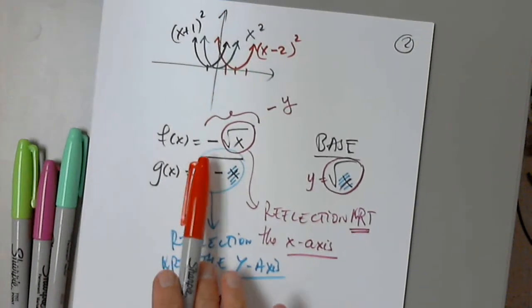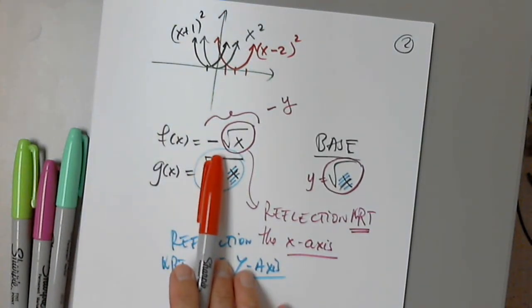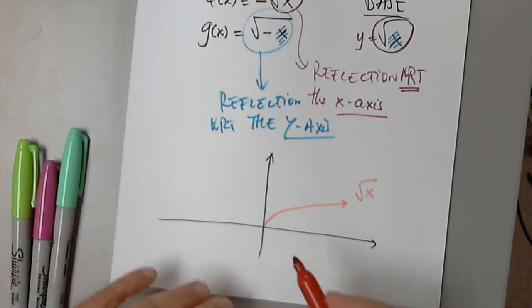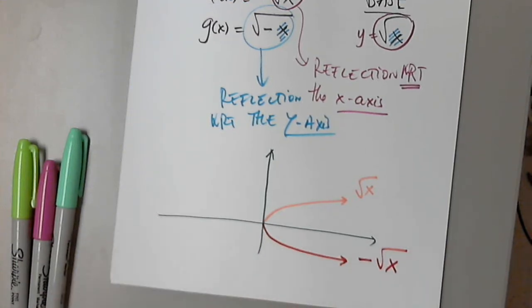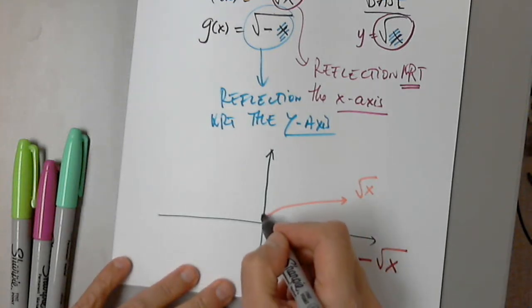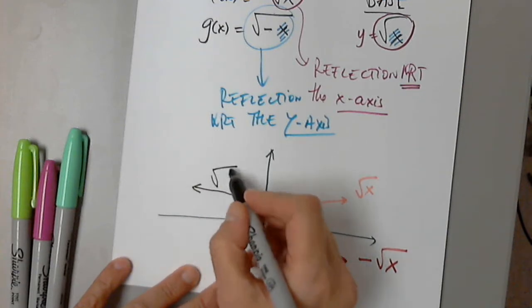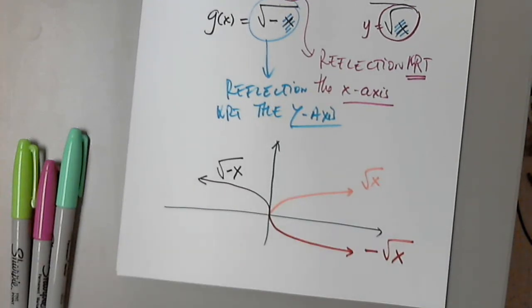Okay, so the first one was a reflection with respect to the x-axis. So here it is. The positive graph from above the x-axis became a negative graph under the x-axis. Now the other one is a reflection with respect to the y-axis. So this is a square of negative x.